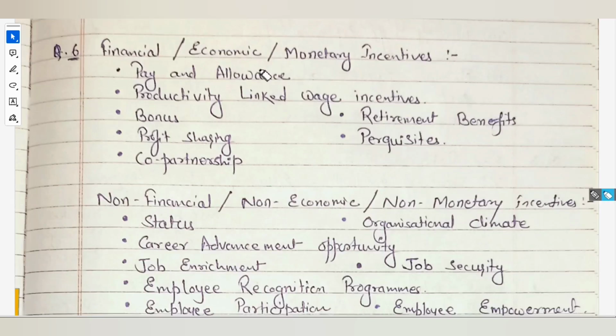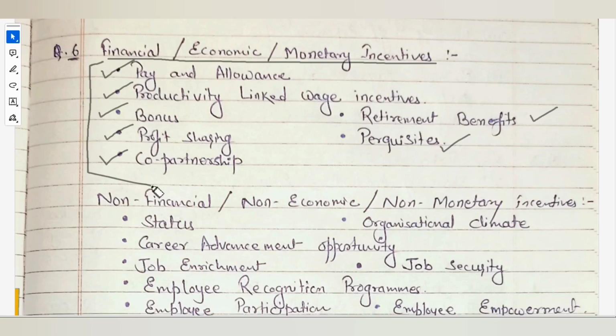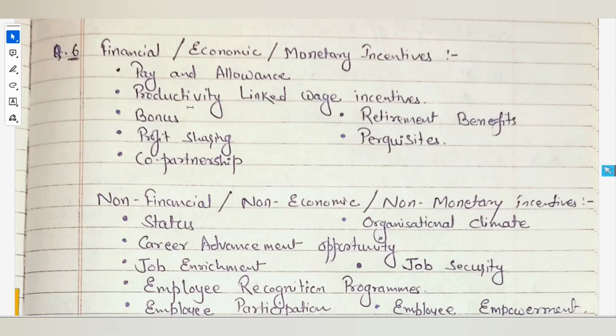That means, what are the various financial, economic, or monetary incentives? As you all can see: pay and allowance, productivity linked wage incentives, bonus, profit sharing, co-partnership, retirement benefit, and perquisites. You need to learn the explanation part of these particular incentives, along with the examples, in this answer.